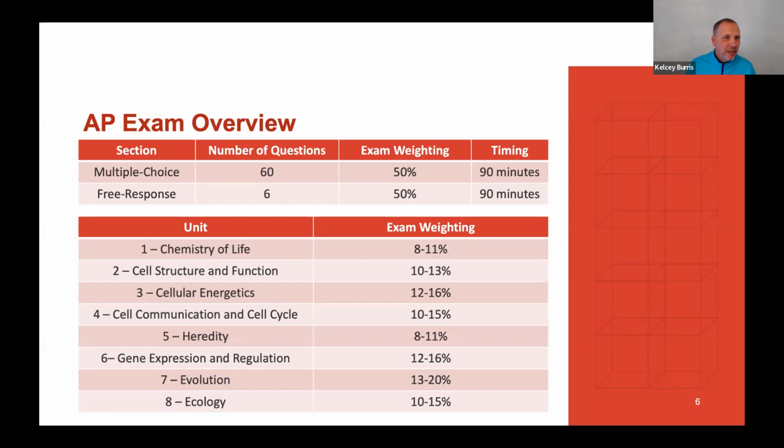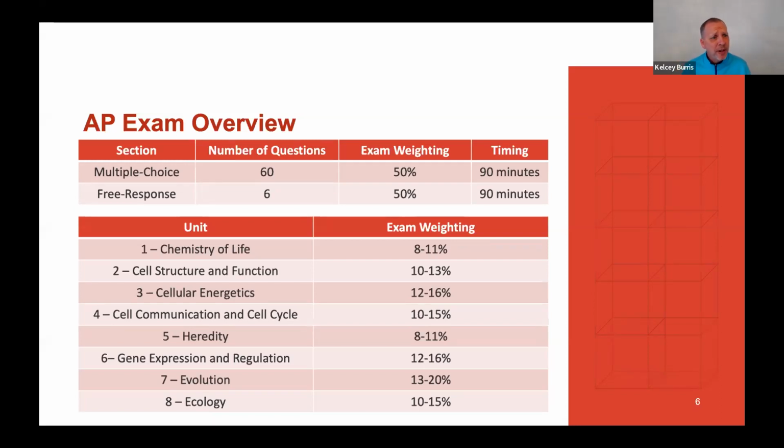As far as the units of the course, these units might look familiar to you, or they might be named a little differently depending on your teacher. It doesn't necessarily have to be in this order, but these are the ones that are laid out by the College Board. You have the chemistry of life, which is technically biochemistry. That's between 8 and 11%. You have cell structure and function, which is the organelles of the cell and transport, that's 10 to 13%. Cell energetics, which is your enzymes, your cellular respiration, photosynthesis, that's 12 to 16%.